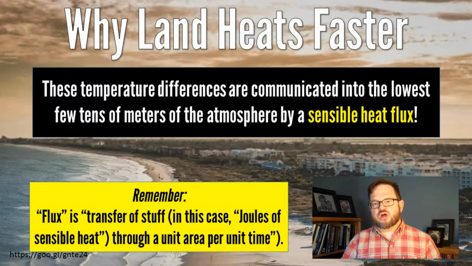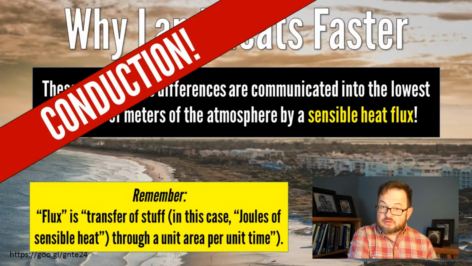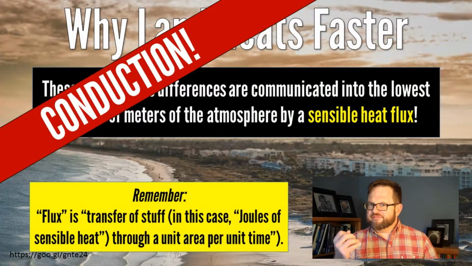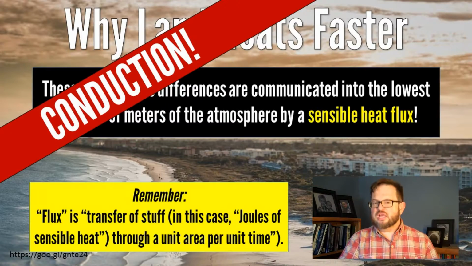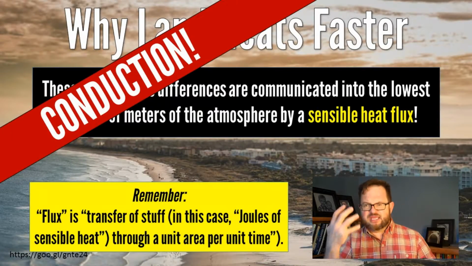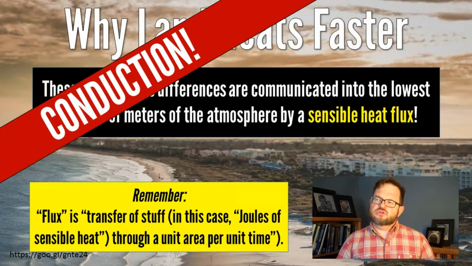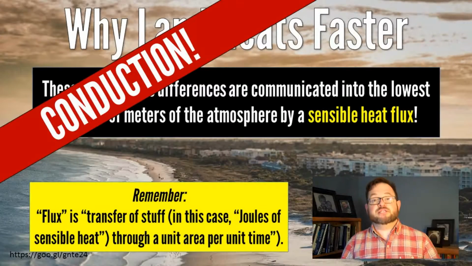By flux, we're talking about the transfer of stuff. Previously we had fluxes of kinetic energy, so we were talking about moving kinetic energy as our stuff. Here we're talking about joules of heat, sensible heat in particular, because it's the type of heat you can measure with a thermometer. It's not stored in chemical energy or anything like that. So it's a transfer of stuff, joules of sensible heat, across a unit area per unit time.